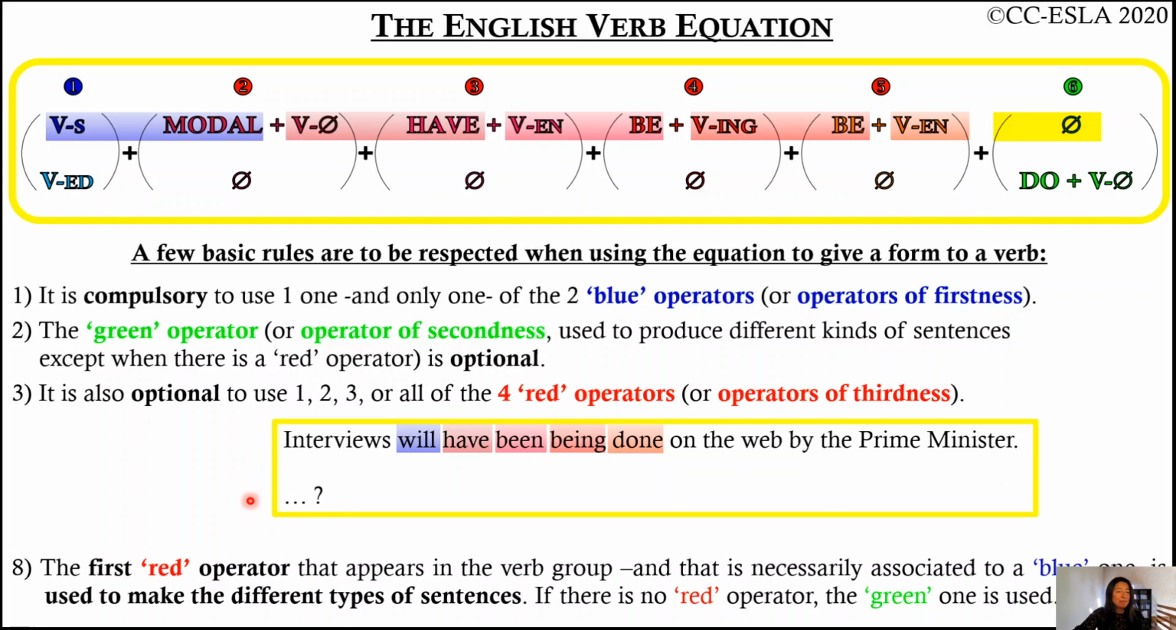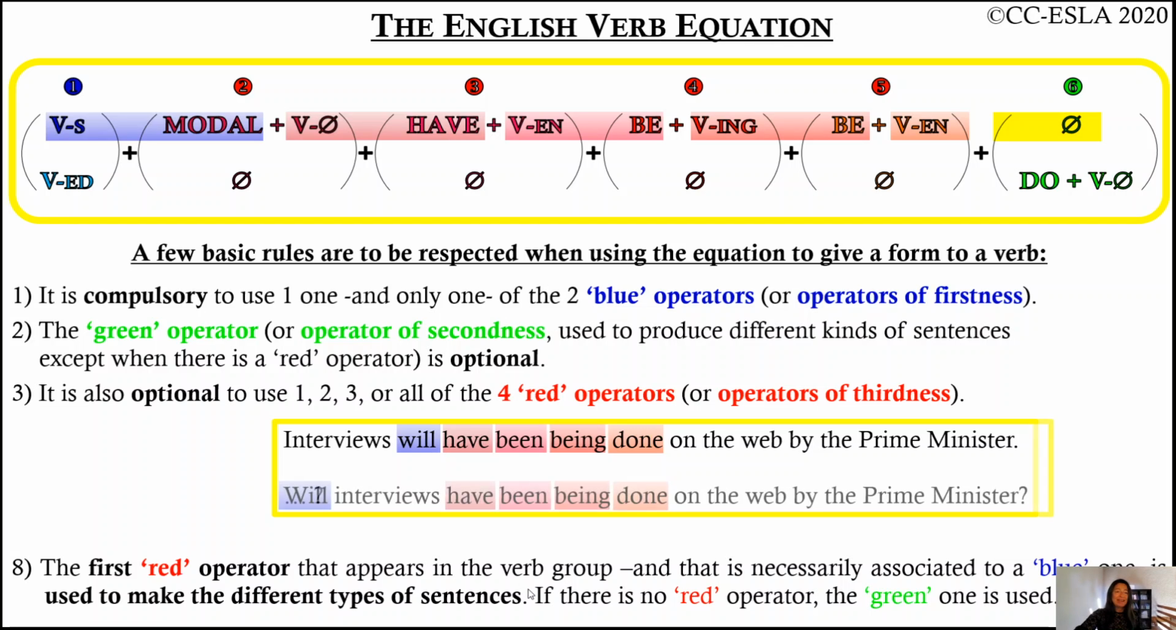Let's make the positive interrogative sentence. And again, we'll use the first of the red operators to create that sentence. And it will go, will interviews have been being done on the web by the Prime Minister?